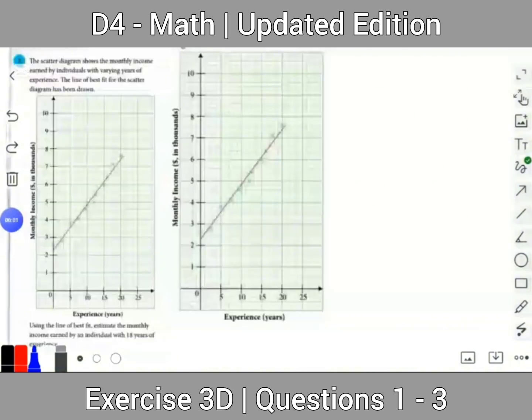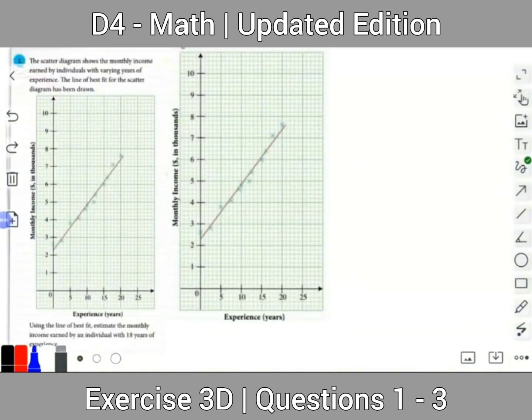Now in question 2, the scatter diagram shows the monthly income earned by individuals with varying years of experience. The line of best fit for the scatter diagram has been drawn. Using the line of best fit, estimate the monthly income earned by an individual with 18 years of experience.